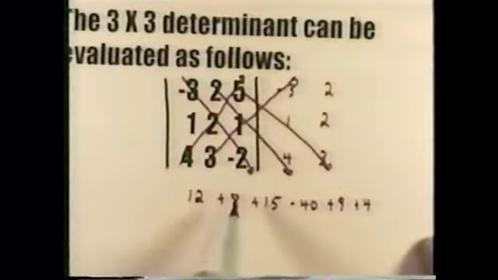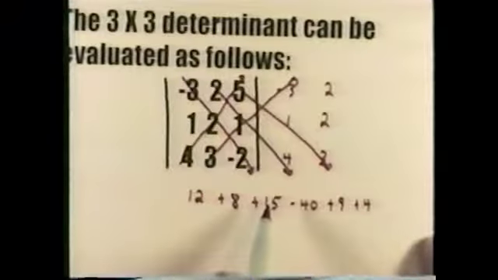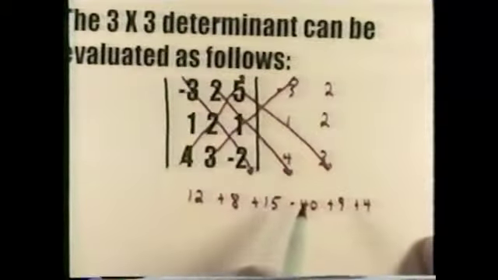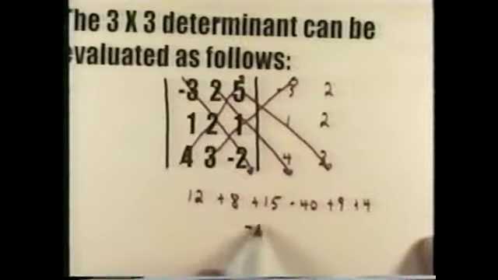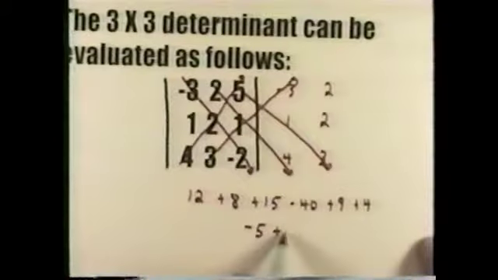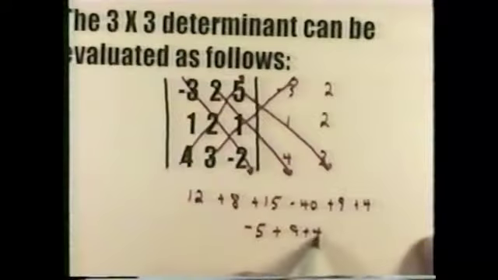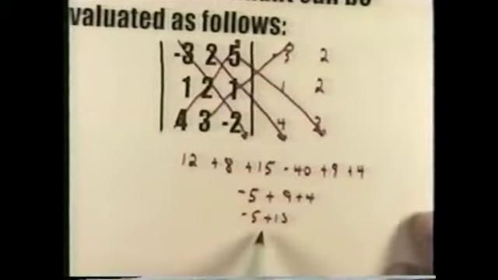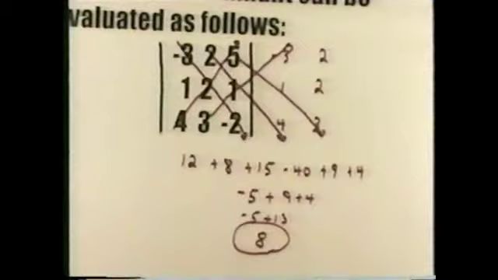12 plus 8 is 20. 20 plus 15 is 35. 35 minus 40 is negative 5. I'm losing count of it, so it'll be negative 5 plus 9 plus 4, which is negative 5 plus 13, which is 8. So again, we've got the same answer. Of course, as you can see, this process is considerably shorter, but it only works with a 3 by 3.